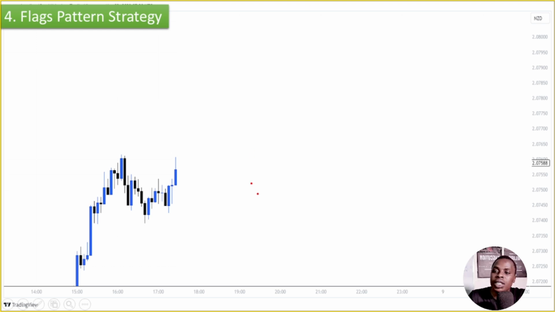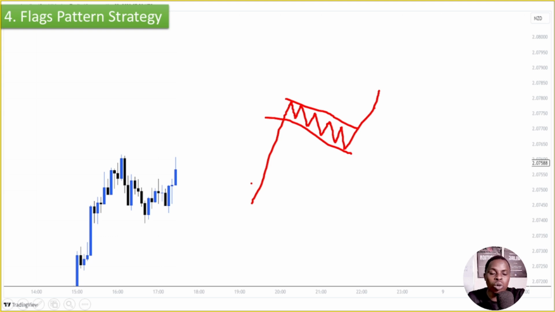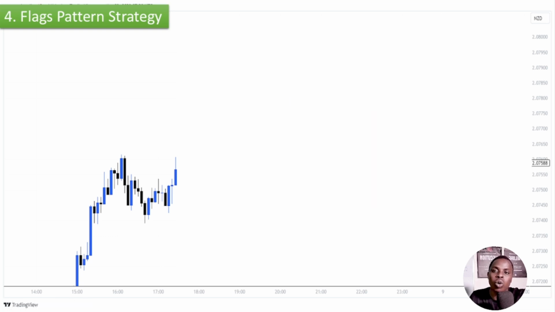So let's say you see the market which makes a very big move here, a very fast move, and then at some point it starts doing this. And what is this right here? This is the battle between buyers and sellers, and this is momentum that is being created by big market players, and very soon you see the market breaking to the upside. This is what is called a flag strategy.